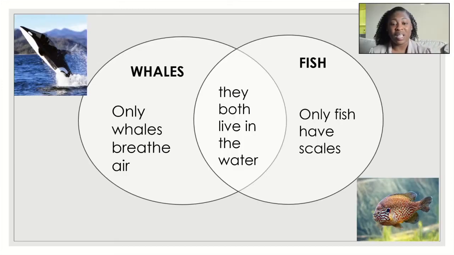Can you see? In the whales-only circle, we have only whales breathe air. In the fish-only circle, we have only fish have scales. But in the overlap where the two circles intersect, we have the similarities between both whales and fish. They both live in the water.